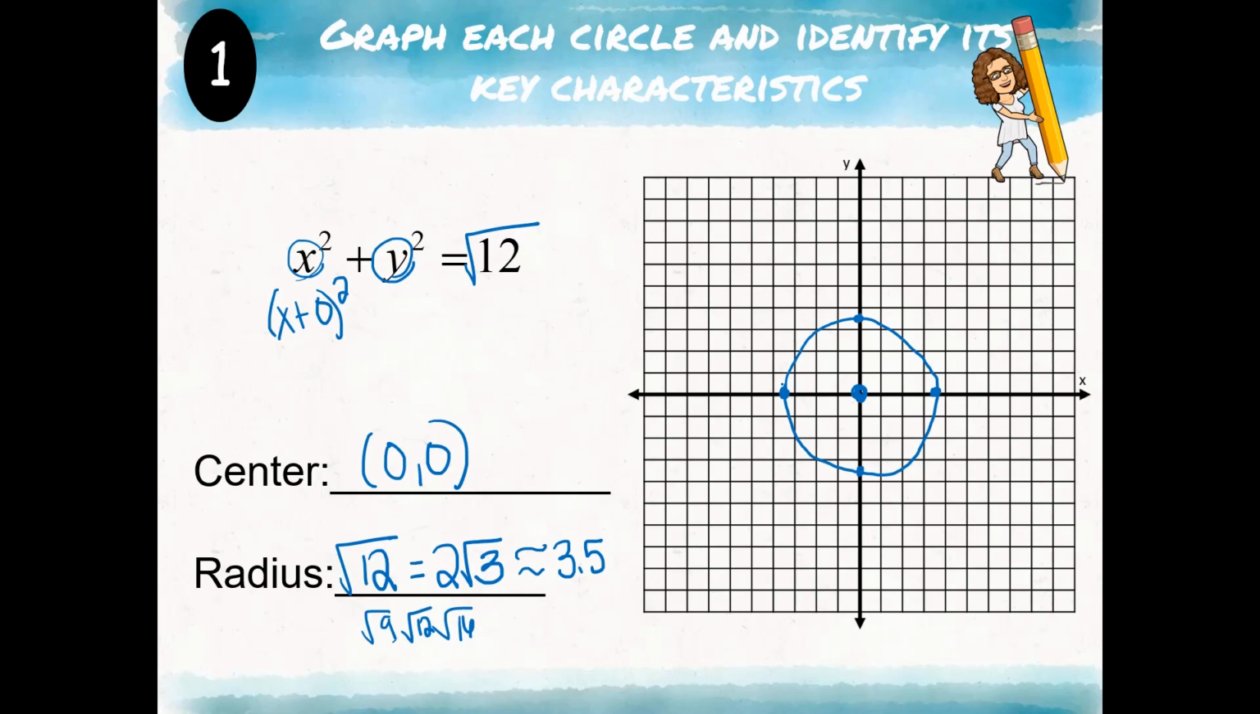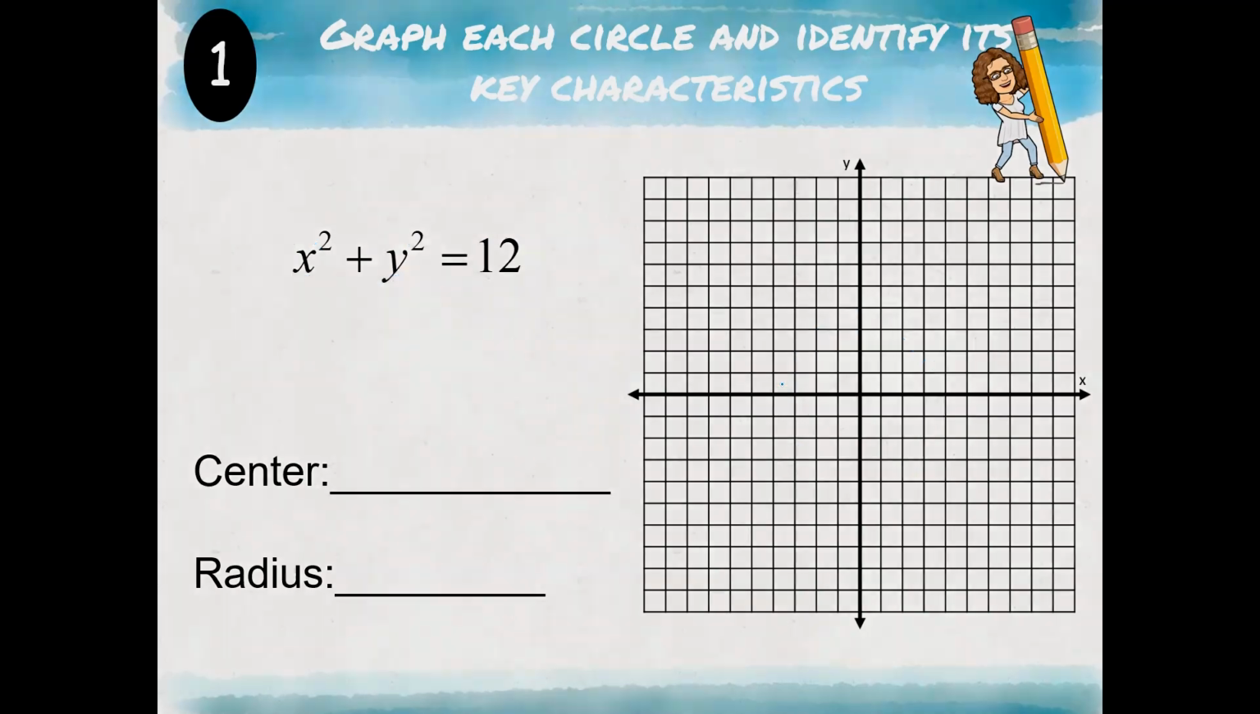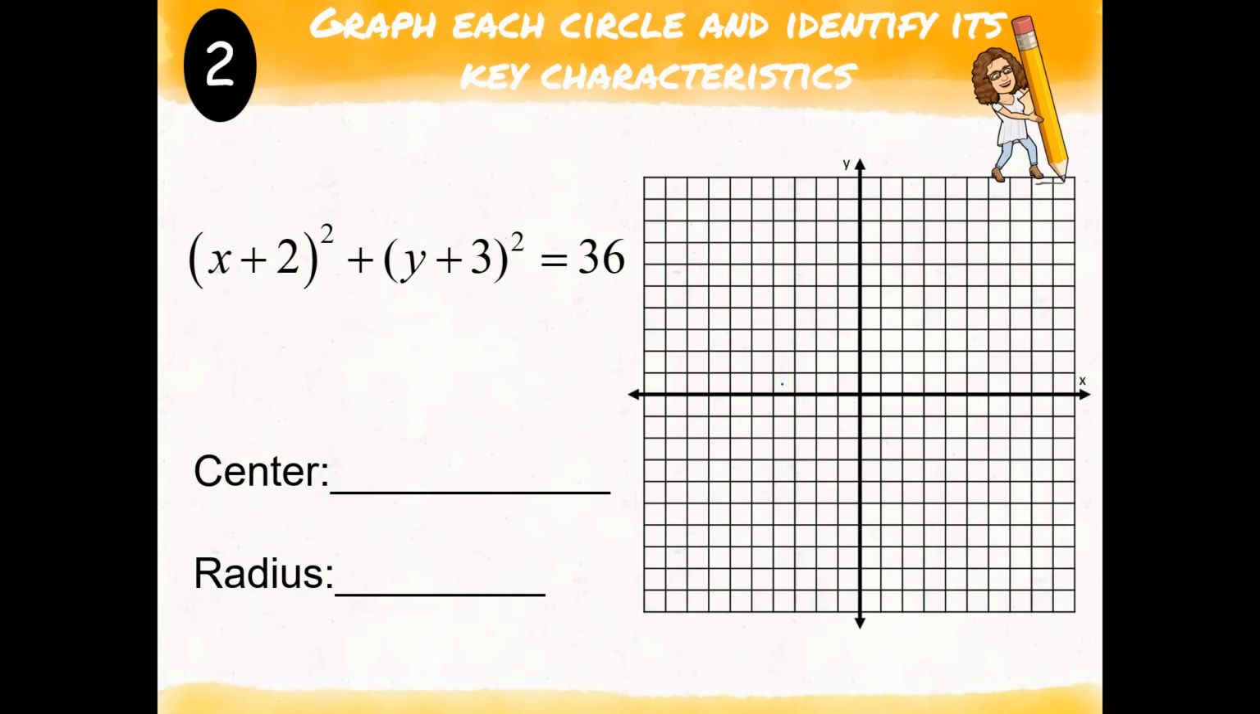Graphing of circles, I actually kind of enjoy. They're kind of easy to do. Let's try the next one. So this guy actually has values inside the parentheses. So I need to convert those. Now, again, remember, it's opposite of what you see. So since we see x plus 2, our x value of our center is going to be a negative 2.